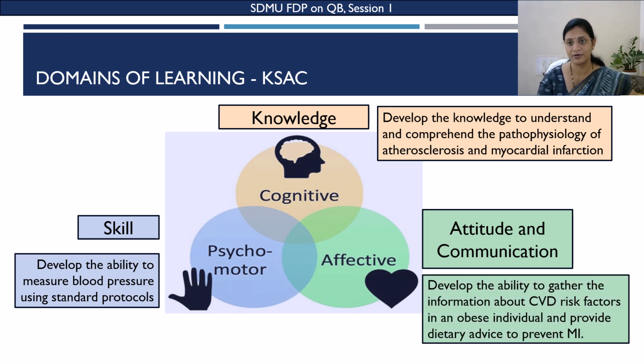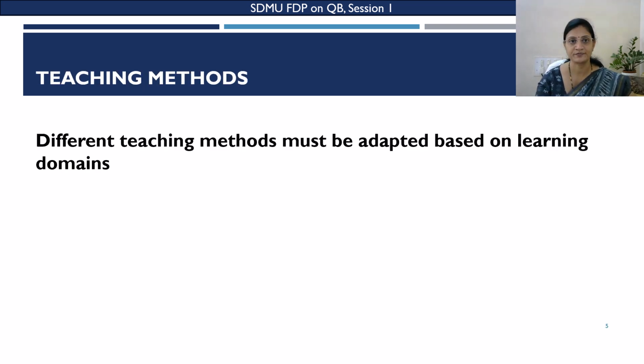We should be able to develop the ability to gather information about all the cardiovascular risk factors in an obese individual and be able to give him dietary advice to prevent myocardial infarction. So if the student is able to do that, then all the three domains, the learning is occurring comprehensively. It should not be only limited to the cognitive domain. At the same time, they have to develop psychomotor and affective skills also.